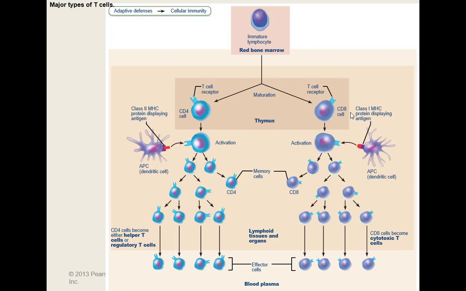Cytotoxic cells are activated by anything on the MHC1. So any cell in your entire body can activate a cytotoxic cell. Yeah, any cell except red blood cells. But not every cell can activate these helper cells and the regulatory cells. They only get activated to do something when they're presented with an MHC2. And those are on those antigen-presenting cells.